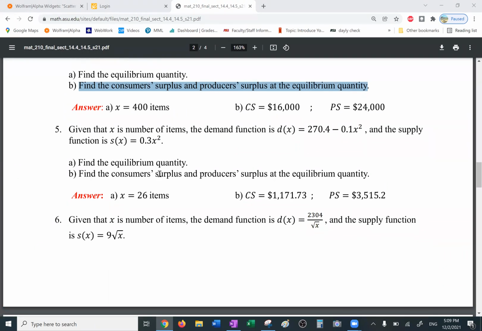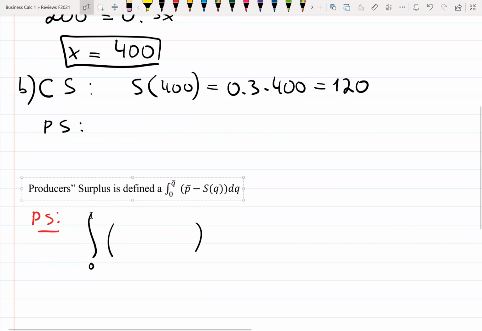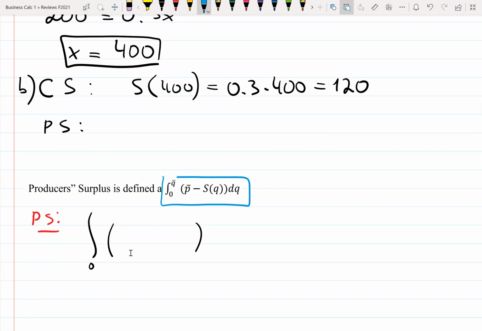So we're looking for consumer surplus and producer surplus. Let's do it one by one. For now, I'm trying to write down this integral, producer surplus. I found the formula, which we learned. So can you help me to build the integral? For example, what is P? This P.